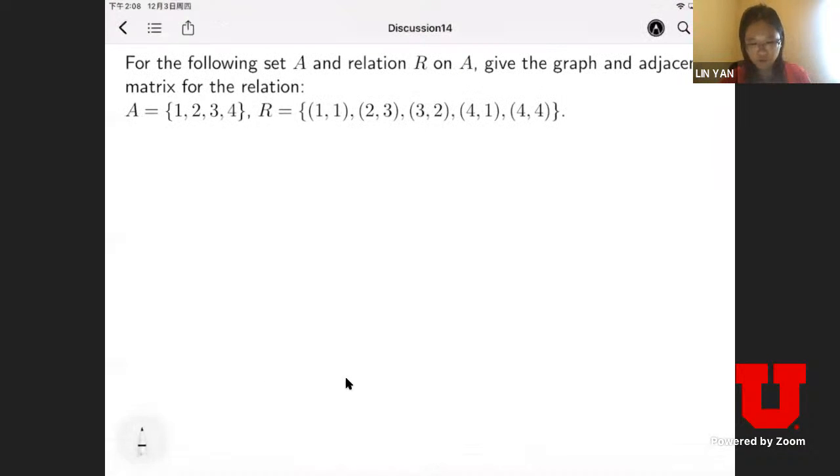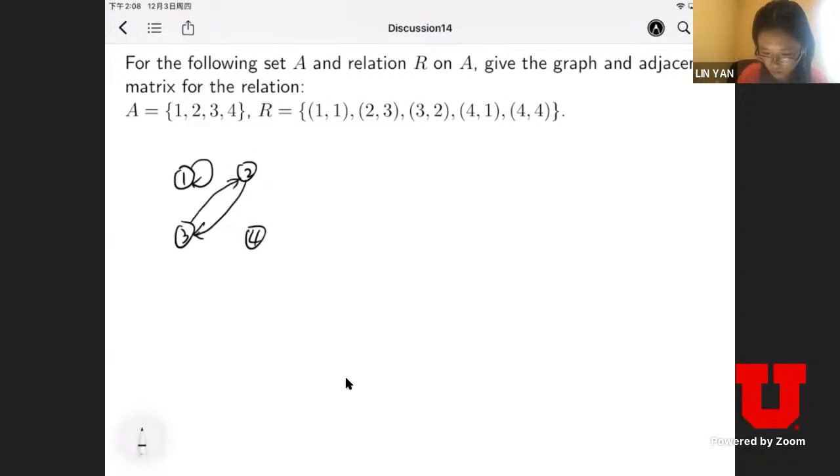Let's draw the graph first. So we have 4 nodes: 1, 2, 3, 4. And according to the relationship, we have an edge from 1 to 1. Then we have an edge from 2 to 3, an edge from 3 to 2, an edge from 4 to 1. And I will move 4 here. Then we have 4 to 1 and 4 to 4.